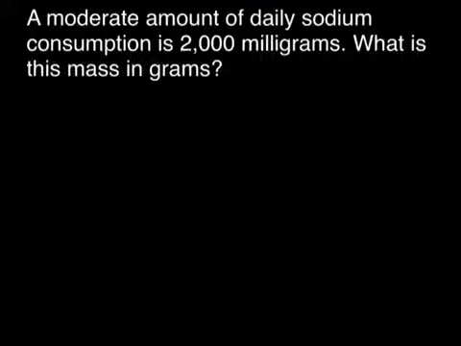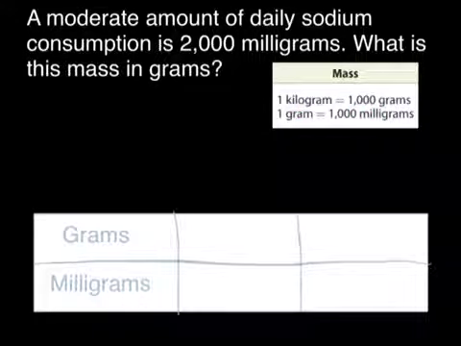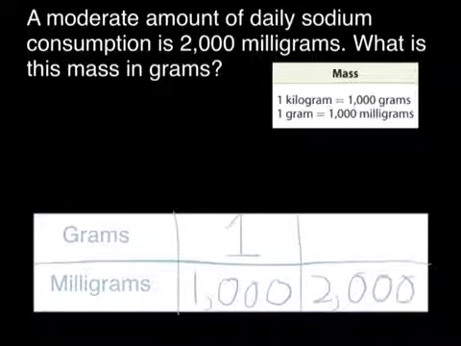All right, next problem. A moderate amount of daily sodium, which is just salt, is 2,000 milligrams. What is this mass in grams? Again, we can look to our conversion table to tell us that 1 gram is 1,000 milligrams. So now I'm going to draw a ratio table again, with grams and milligrams. We know that 1 gram equals 1,000 milligrams, and I'm wondering about 2,000 milligrams, right?